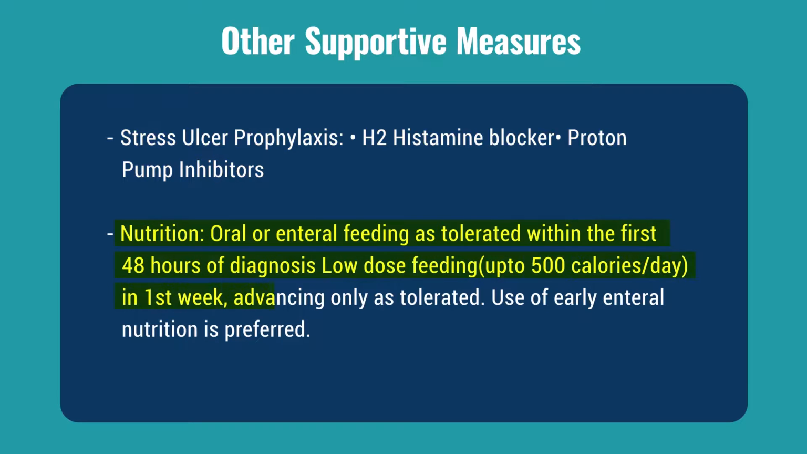Nutrition also plays a vital role in patients admitted with sepsis and septic shock. Oral or enteral feeding as tolerated within the first 48 hours of diagnosis is recommended. We start with a low dose feeding in the first week and advance only as tolerated. There is good enough evidence to show that early enteral nutrition is actually advantageous for such patients, as it has a good role in maintaining the gut integrity and helping build up the nutrition of such patients in terms of tolerance.